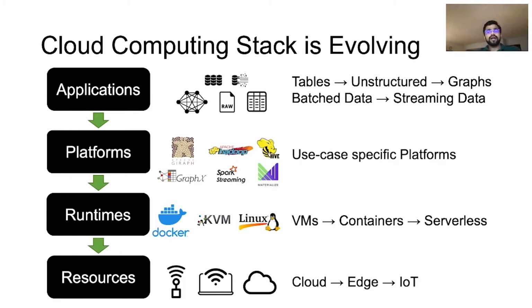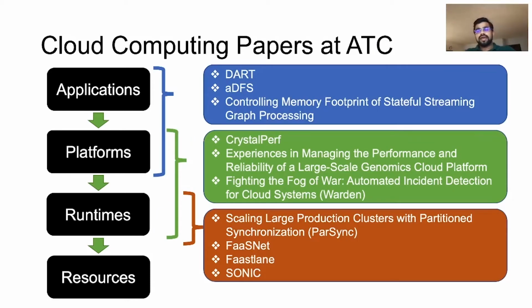In summary, we have looked at the various reasons contributing to evolution across different layers of the cloud computing stack. This brings me to the excellent lineup of research papers on cloud computing at ATC that advance the state of the art at different layers of the stack. The first set of papers in blue proposes faster platforms for an emerging class of applications. The second set of papers in green proposes mechanisms for performance debugging of existing platforms and runtimes. And the third set of papers in orange proposes mechanisms to make runtimes faster. Let's look at these papers one by one.